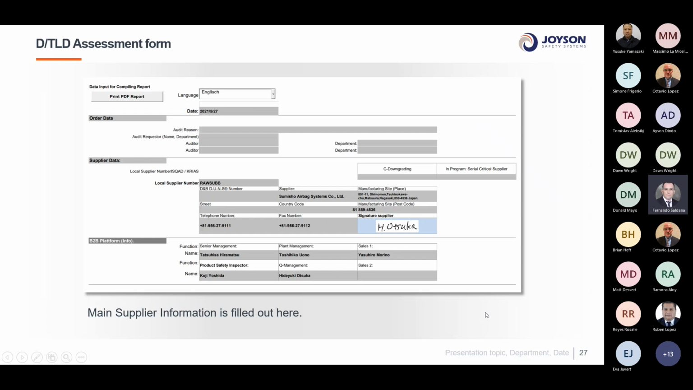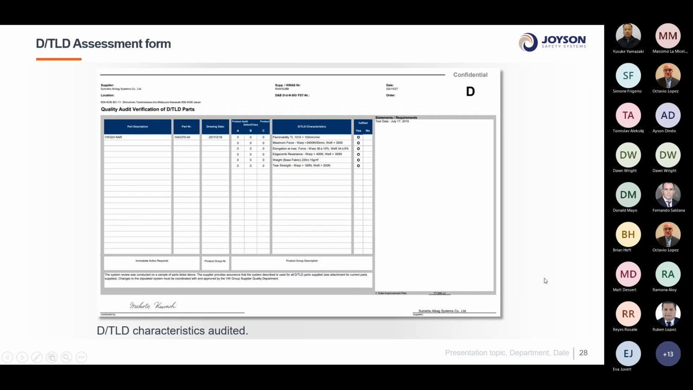I'm going to go to this D-TLD assessment, which is a short assessment compared with the VDA 6.3, and this is just the front page of this assessment. I don't know if you can see it clearly, but this is the front sheet. It basically contains the main supplier information: the address of the supplier and the contact information. Part of the organizational chart is also mentioned here. Also, the signature of the supplier is included on this front page. This is an example, by the way, in PDF. So can you pass to the next one, Victor?